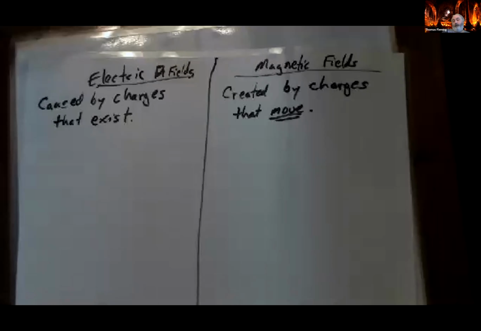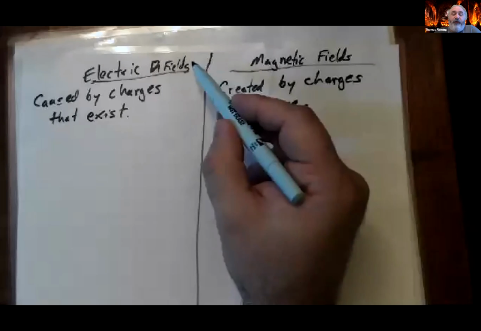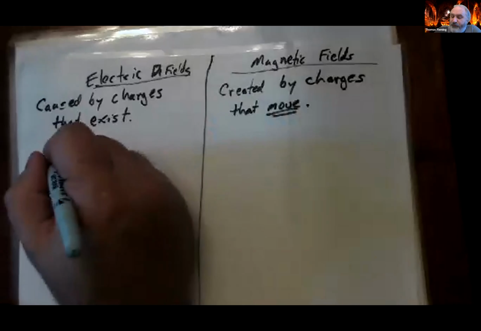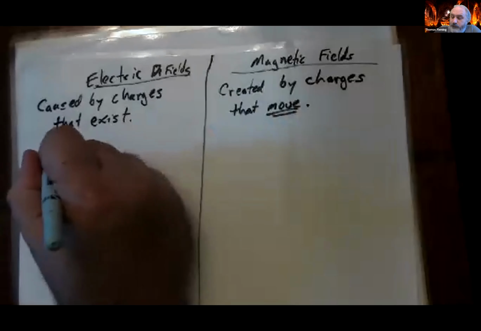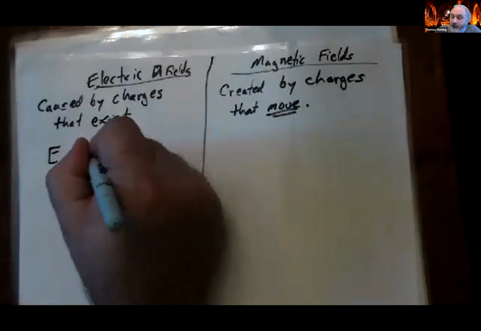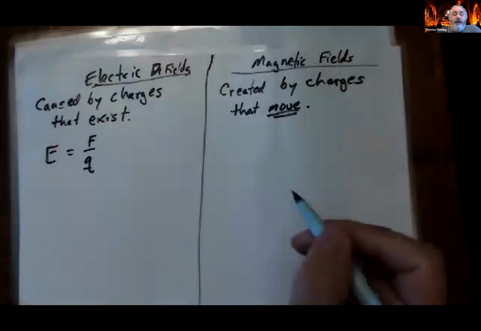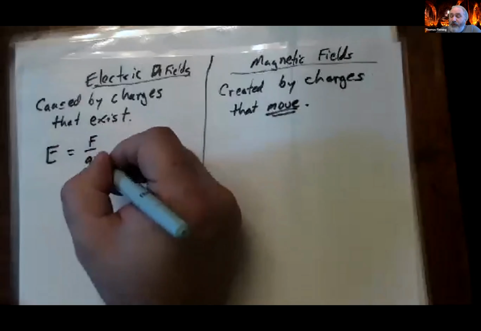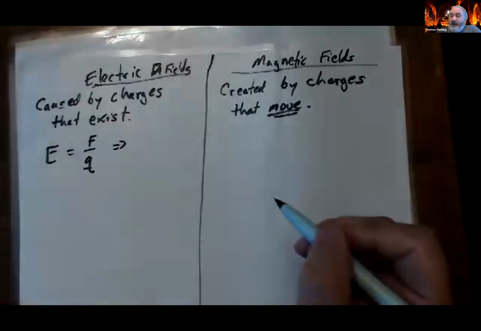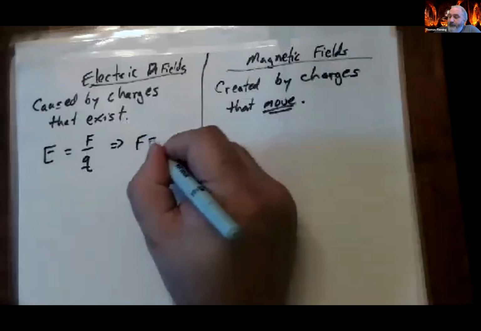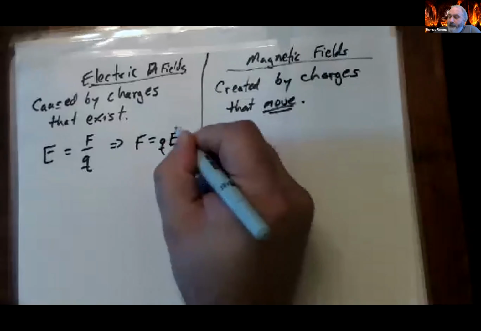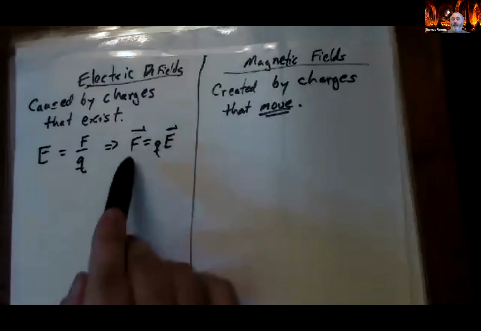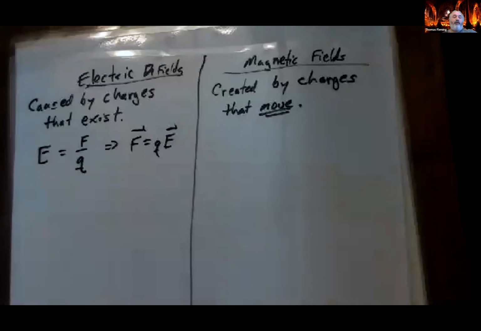Now, we know that electric fields create forces on other charges. And from the definition of electric field, E equals the force you'd feel over Q. If I just rewrite that a little bit, F equals Q times E, where E and F are both vectors. That's the Coulomb force law.